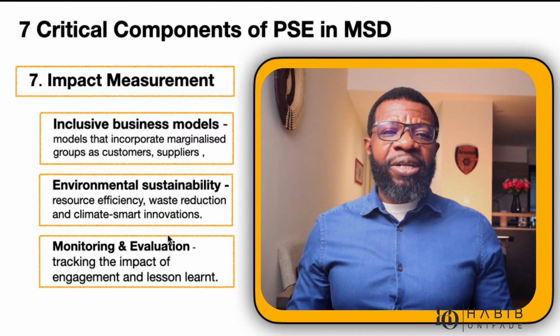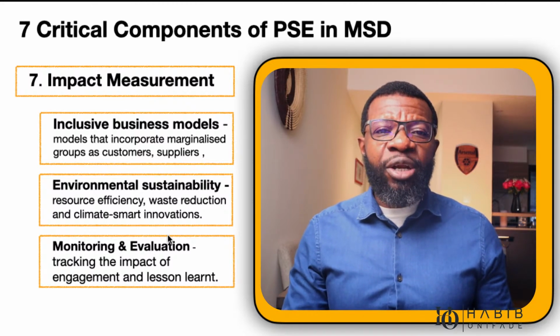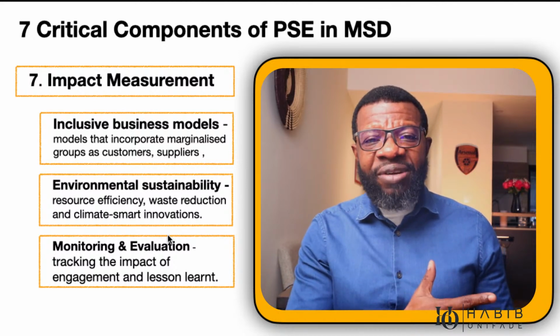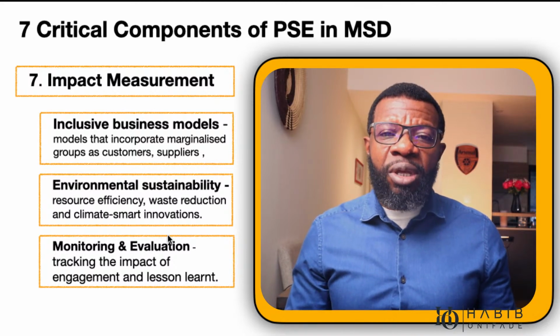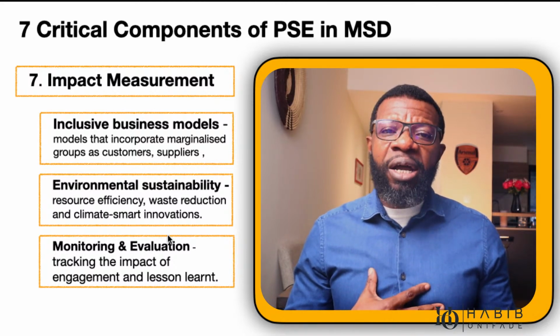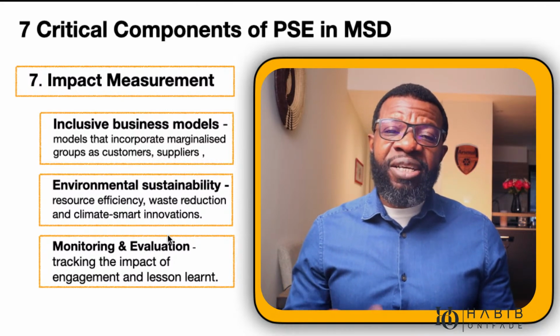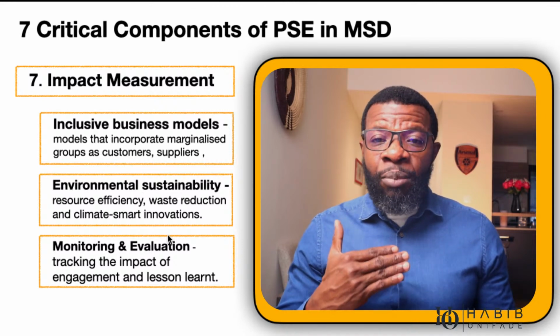And the seventh is impact measurement. Obviously, we have to be pushing inclusive business models. These are business models with a private sector actor or private sector partner that will include our primary clients, and that's our beneficiaries and intervention participants. We need to think in terms of environmental sustainability and monitoring and evaluation.